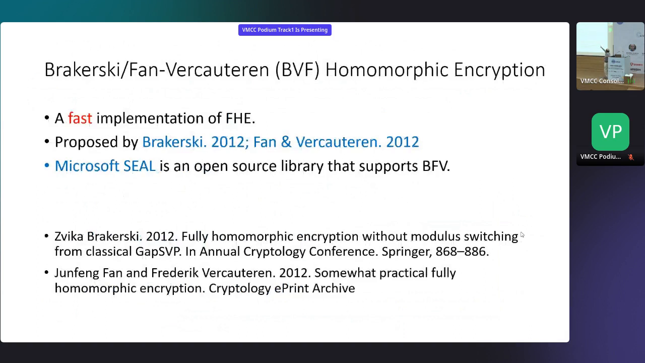There's a specific software package, actually, due to BFV homomorphic encryption, which is available. You can get it. Actually, Microsoft has it available. It's a fast implementation of fully homomorphic encryption, FHE. And there's this Microsoft SEAL, which is an open library, and we used it in our experiments.